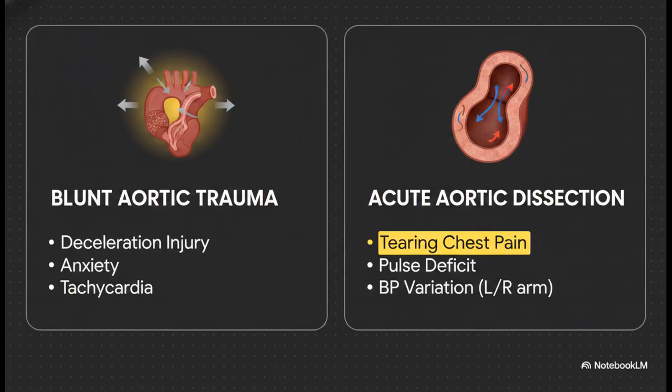It is absolutely vital to contrast these 2 major aortic emergencies. Blunt aortic trauma is caused by massive shearing forces from rapid deceleration, like a high-speed car crash or a fall from over 10 feet. On the flip side, an acute aortic dissection is usually spontaneous, driven by chronic hypertension or a connective tissue disease like Marfan syndrome. A dissection presents with that abrupt, tearing chest or back pain, and you'll often find a massive pulse deficit or a variation in systolic blood pressure between the arms of more than 20 millimeters of mercury.